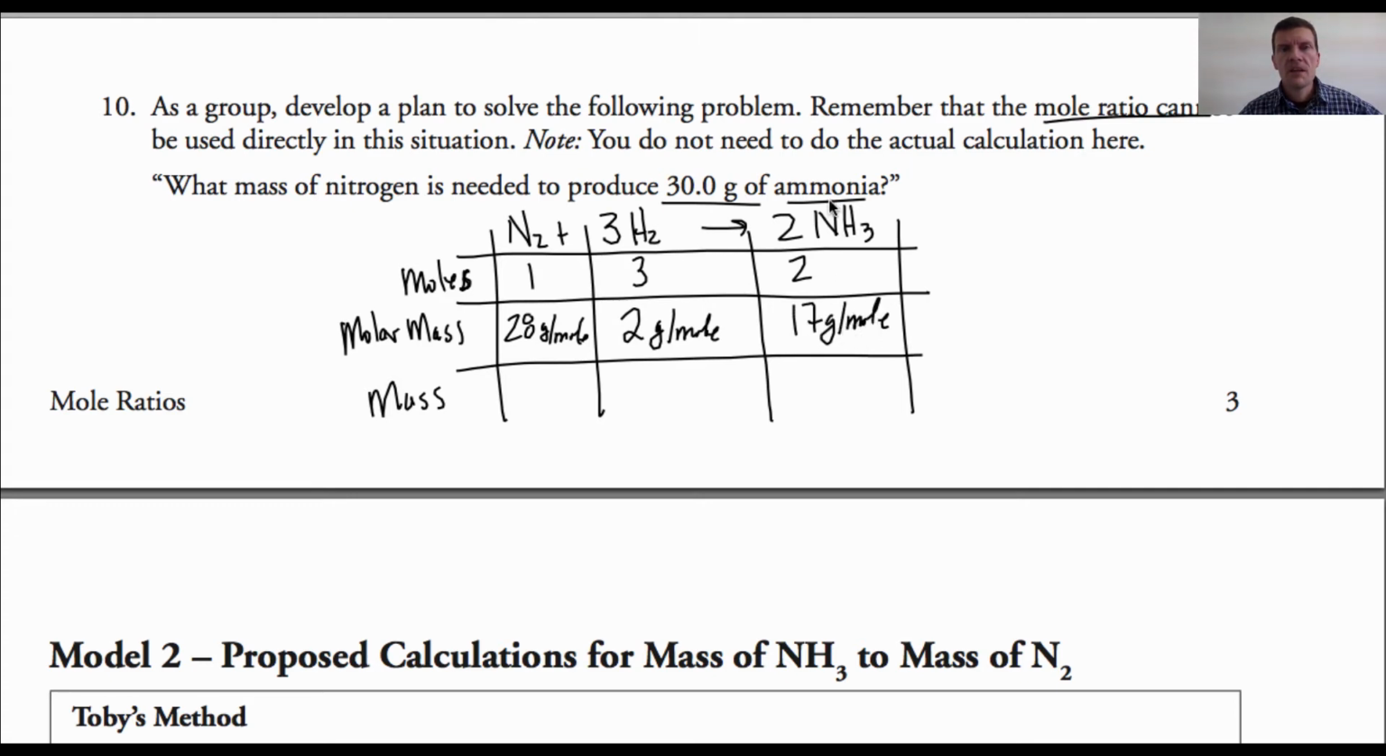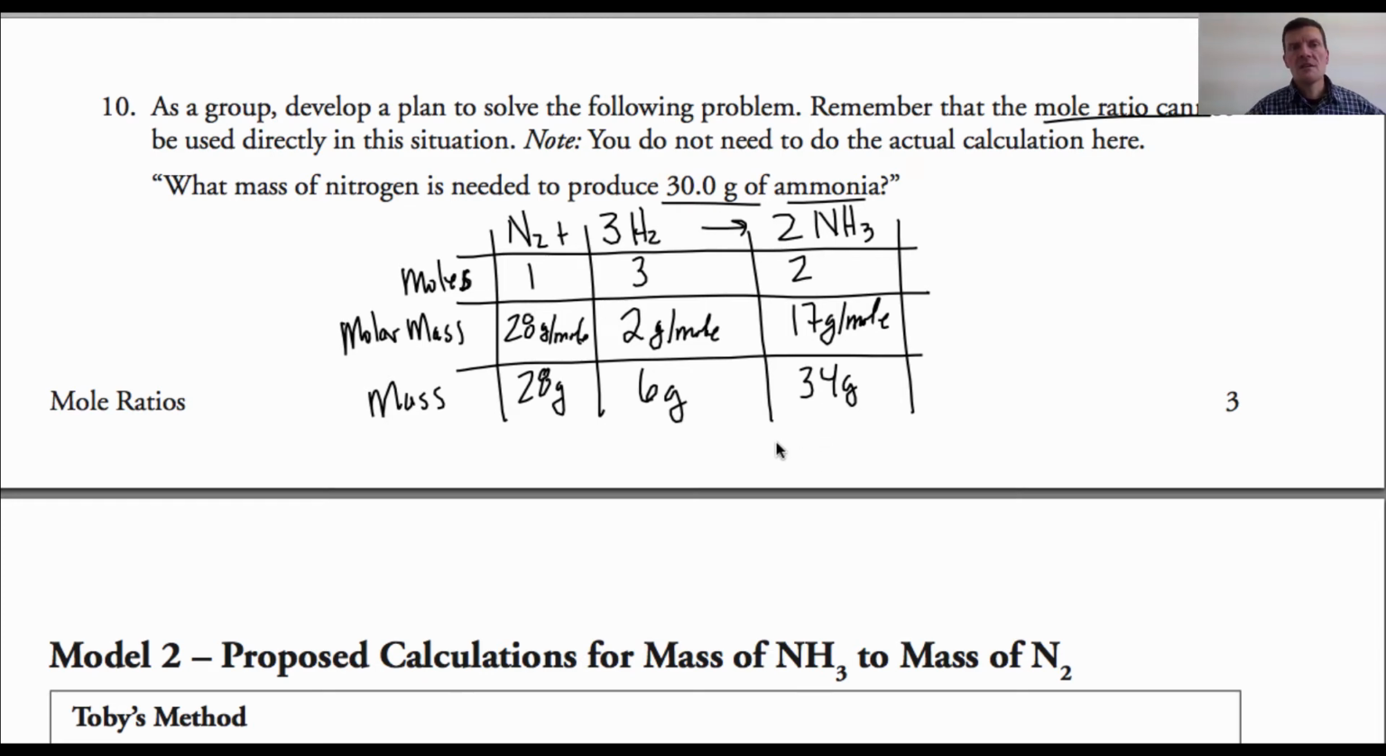Okay? And then I just take 1 times 28 would give me the mass that I have here, 3 times 2 would give me the mass that I have here, and 2 times 17 would give me the mass that I have here. Okay? So this would give me 28 grams. This would give me 6 grams. This would give me 34 grams.